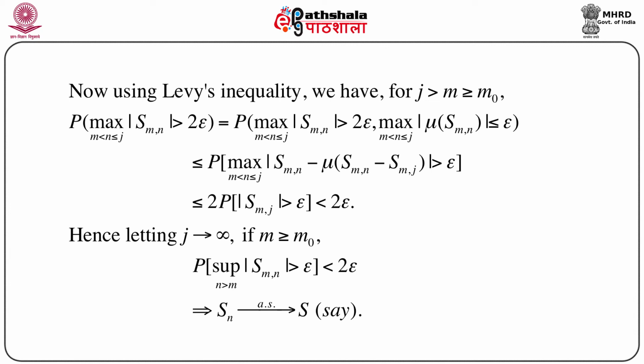So this means that convergence in probability implies almost sure convergence for this summation of Xi. This is the famous Levy's inequality, and this is the famous Levy's theorem that relates almost sure convergence and convergence in probability. So we have discussed Levy's inequality, and then we have proved Levy's theorem rigorously.